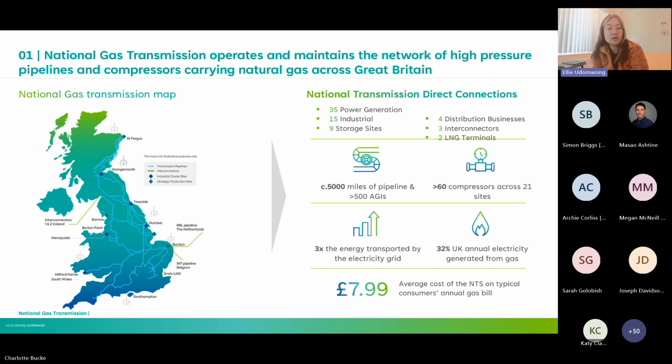Around 32% of the UK's annual electricity is generated from gas. Our network connects with various points: power generation, industry, gas storage sites, distribution businesses, interconnectors at Bacton and St Fergus, and also different LNG terminals. If you would be interested to understand how our operation impacts your life, there is quite a lot of breakdown available on our website as well.